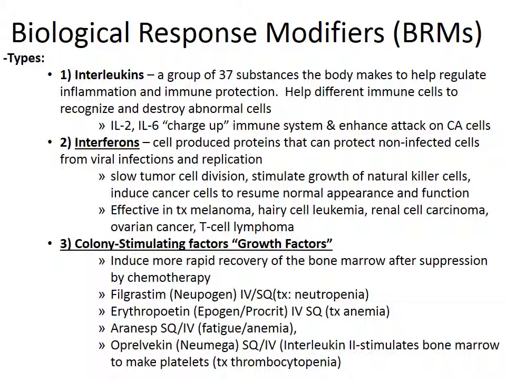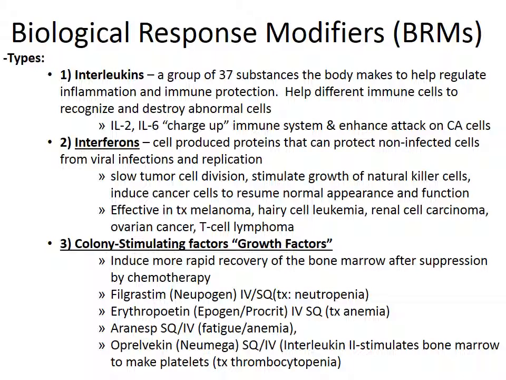There are several different types of biological response modifiers. They include the interleukins, which is a group of 37 substances the body makes to help regulate inflammation and immune protection. They help different immune cells to recognize and destroy abnormal cells. Interleukin 2 and interleukin 6 charge up the immune system and enhance attacks on cancer cells.